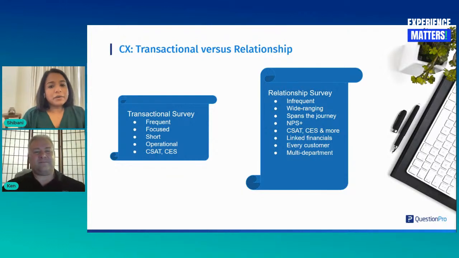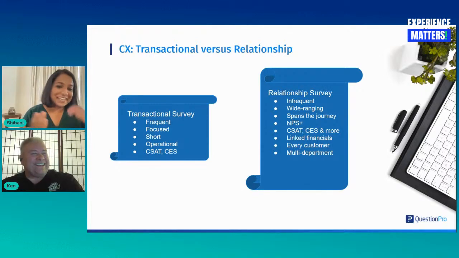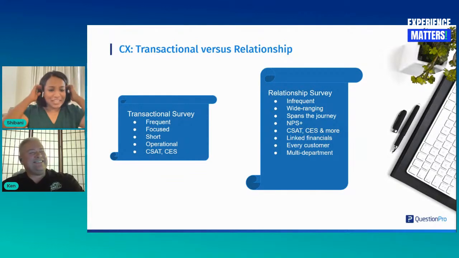So typically, what do you recommend the length of a relationship survey to be? I mean, with transactional, less than 5, right? Less than 5 minutes. I mean, 5 minutes is on the higher end. 3 minutes, yeah. So 5 on the higher end, but 3 and below, ideally. For relationship, what do you recommend?